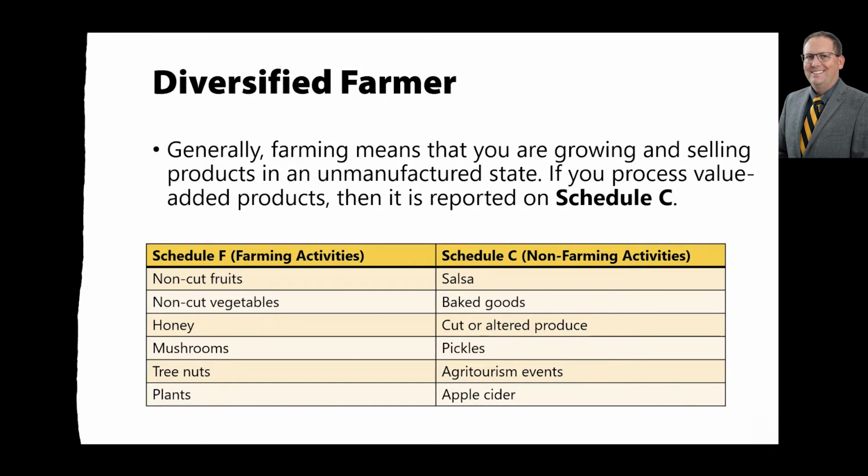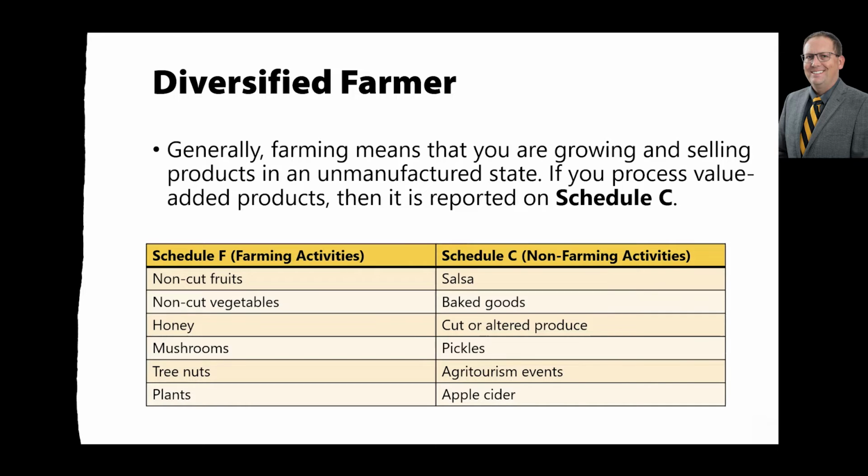If you look here on the left-hand side of this table, these are things that might fit better into a Schedule F for farming activities: growing fruits and vegetables, but not processing them at all. So maybe you're selling them at a local farmer's market, or to a grocery store or some other retailer. Same thing with honey, mushrooms, tree nuts, selling plants. Those would all be considered farming activities.